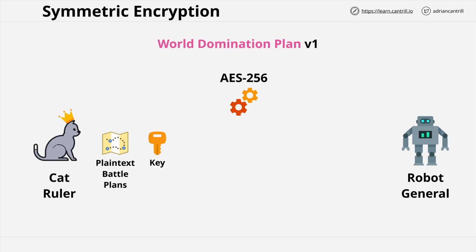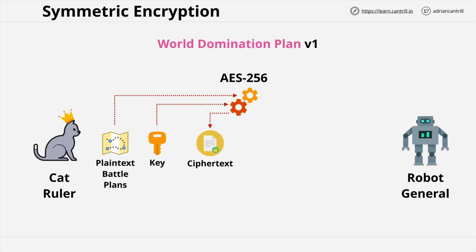Now the cat ruler, because he's the party sending the data, needs to generate a symmetric encryption key, so he needs to create that and keep it safe. A symmetric encryption algorithm is used, and this accepts the key and the plain text battle plans. Once it's accepted both of those, it performs encryption and outputs ciphertext, the encrypted battle plans. The encrypted battle plans are now secure because they're ciphertext and nobody can decipher them without the key.